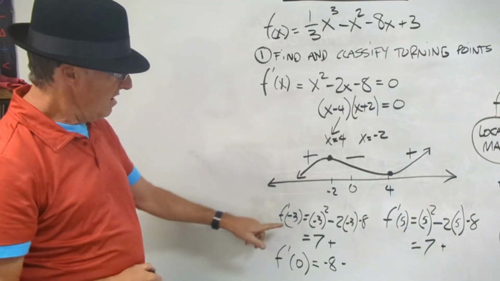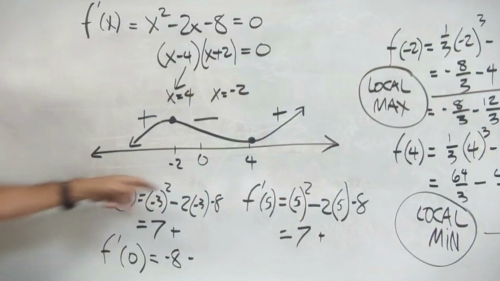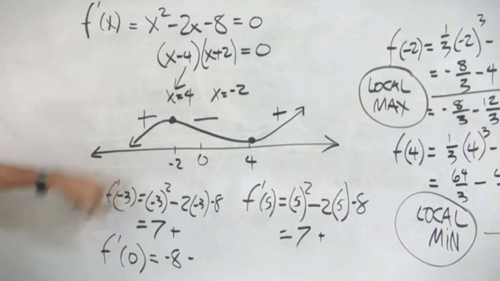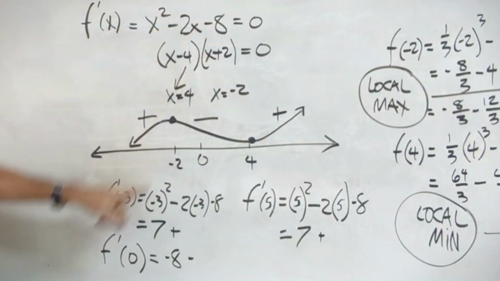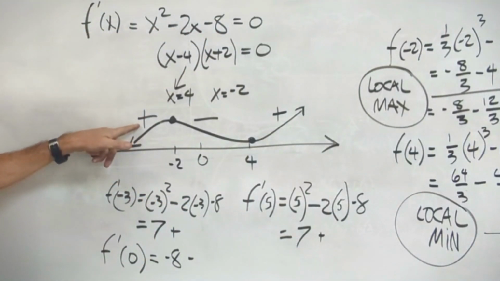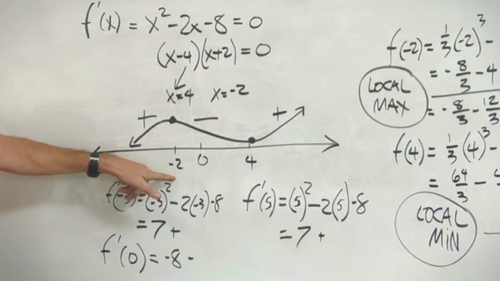So to do that, I did f prime of -3, which is a little bit further to the left of our turning point right there. I plugged -3 into my derivative function there. I did my math, I get +7, so I know the function is increasing all the way on its way to x equals minus 2.